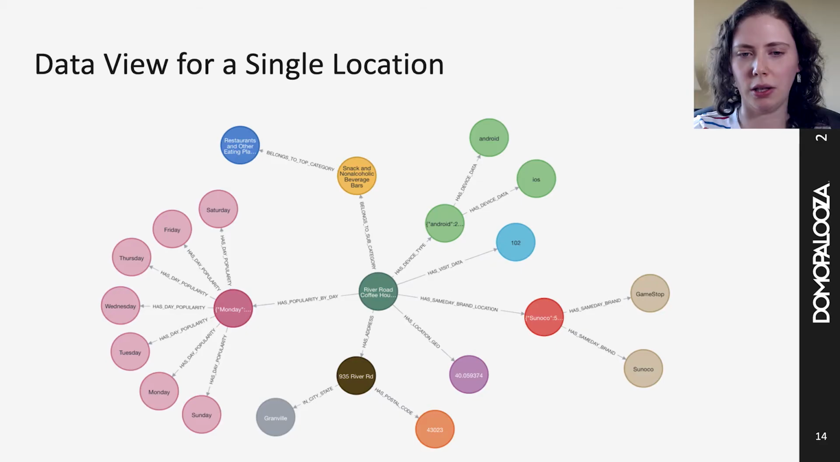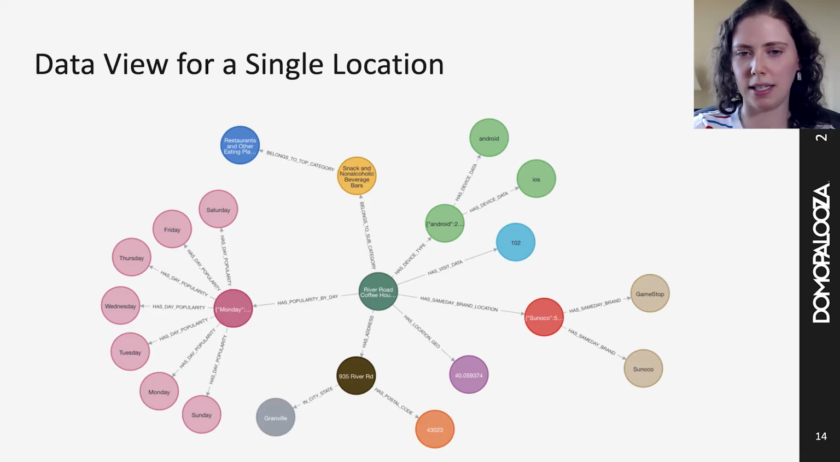In addition, near the bottom of the screen, you'll see the location information that we have. So we're able to see it's at 935 River Road and also located in Granville, being the city here, and the zip code of 43023. In addition, we're able to capture the geolocation for the lat and long, if you're able to put that up on some sort of map. In this case will be your purple bubble, and to the right, the same day brand location.